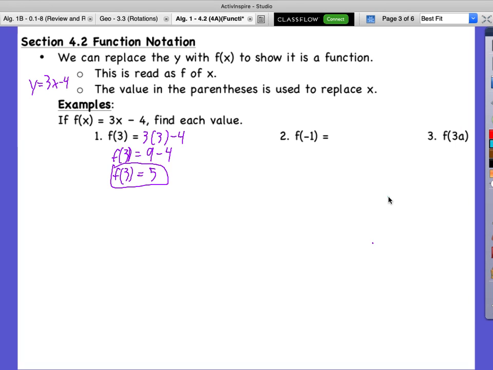So f of negative 1, if we use the same function, can somebody tell me what to write here? 3 times negative 1 minus 4. We're going to take this function, 3x minus 4, and just plug in negative 1. So f of negative 1 means negative 1 is going to be our x right now. We're going to see what this function equals when x is negative 1. So then we evaluate from here. f of negative 1 equals, what's 3 times negative 1? Negative 3, and you saw the minus 4 there. So f of negative 1 is now equal to what? Negative 7, and we finish it off.